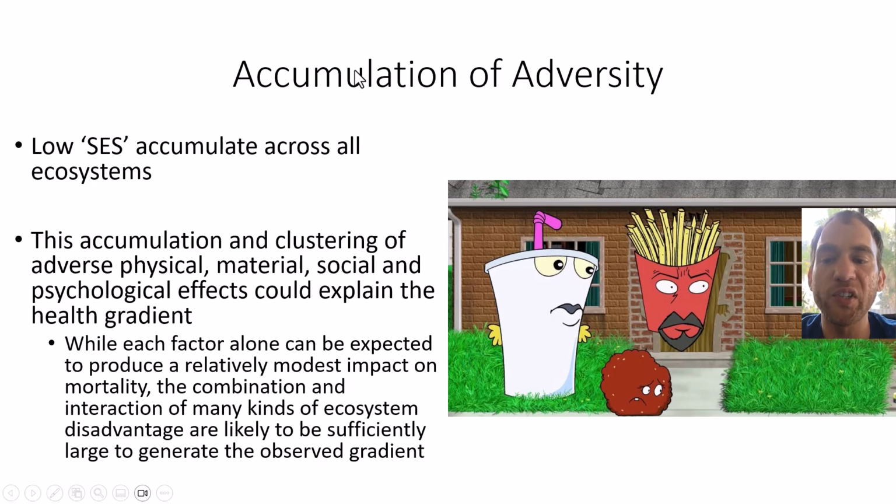The accumulation of adversity, like low SES, accumulates across all ecosystems. This accumulation and clustering of adverse physical, material, social, and psychological effects could explain the health gradient. While each factor alone could be expected to produce a relatively modest impact on mortality, the combination and interaction of many kinds of ecosystem disadvantages are likely to be sufficiently large to generate the observed gradient.